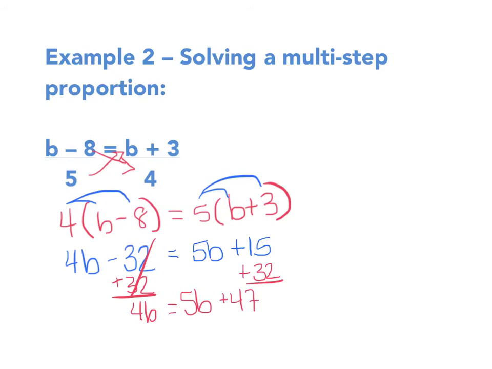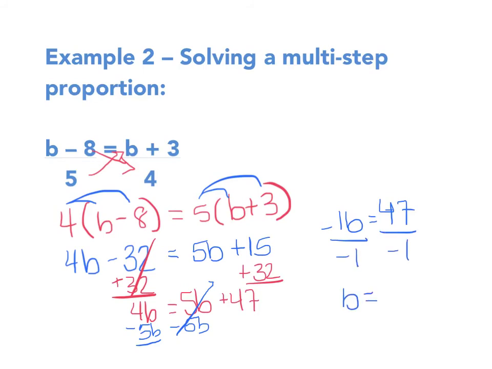Now I want my variables to be on the same side of the equation. So what I'm going to do is take away 5b from this side and take away 5b from this side. And I'm going to move that up over here. 5b minus 5b is 0, and we're left with negative 1b equals 47. I'm almost done. I need to get rid of that negative, so I'm going to divide by negative 1 on both sides, and we get b equals negative 47. So if we were to plug negative 47 in for each of these terms here and evaluate, we would get a true equation.